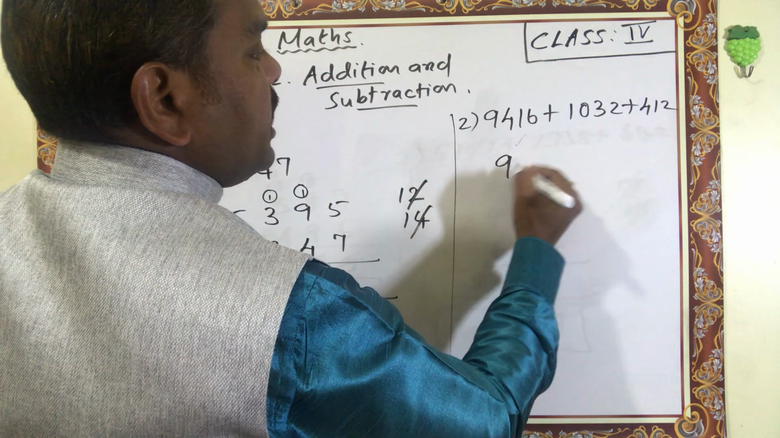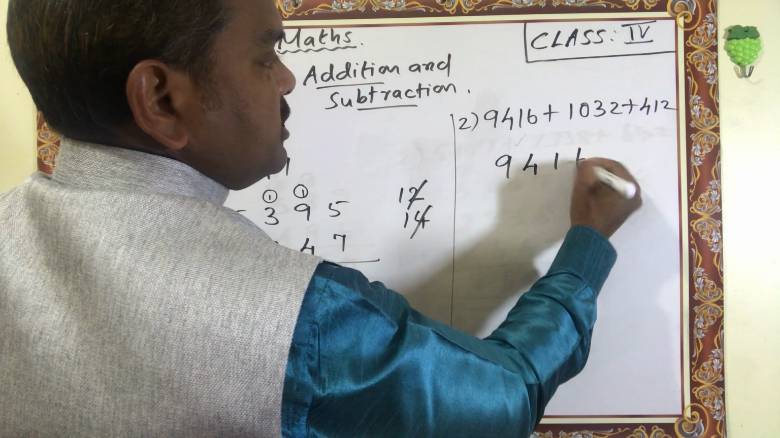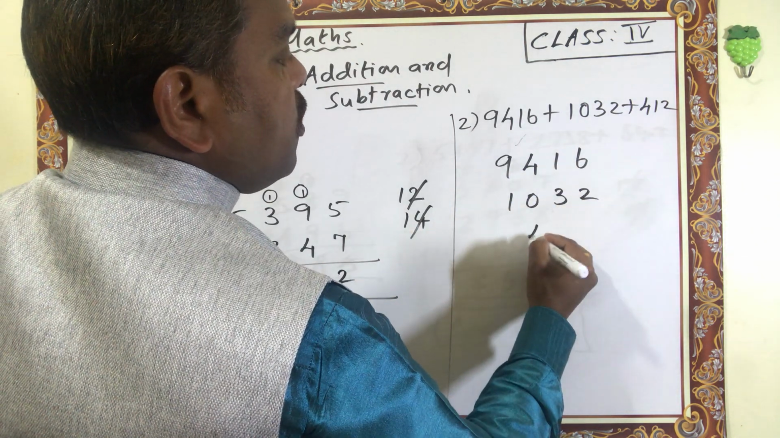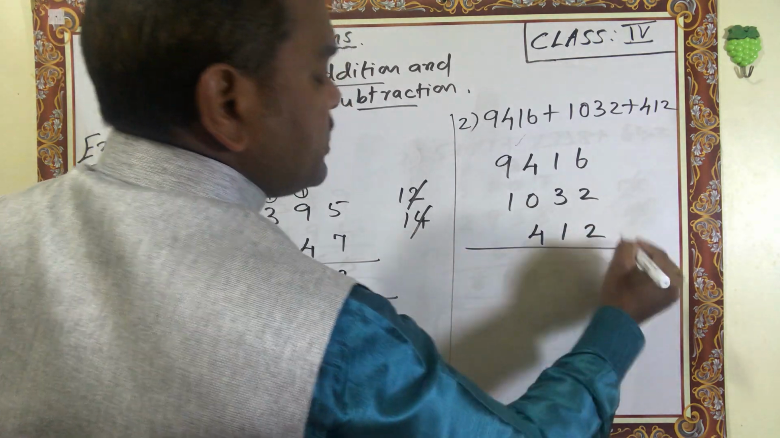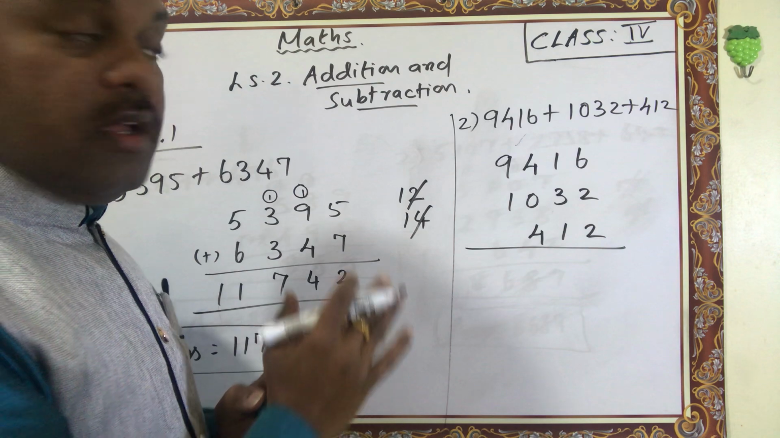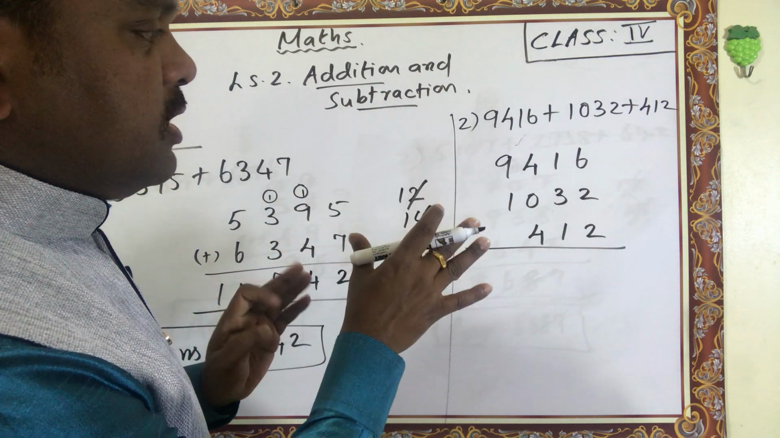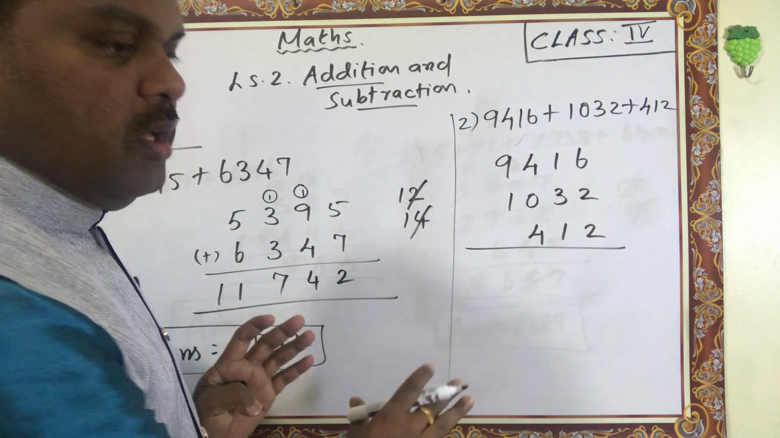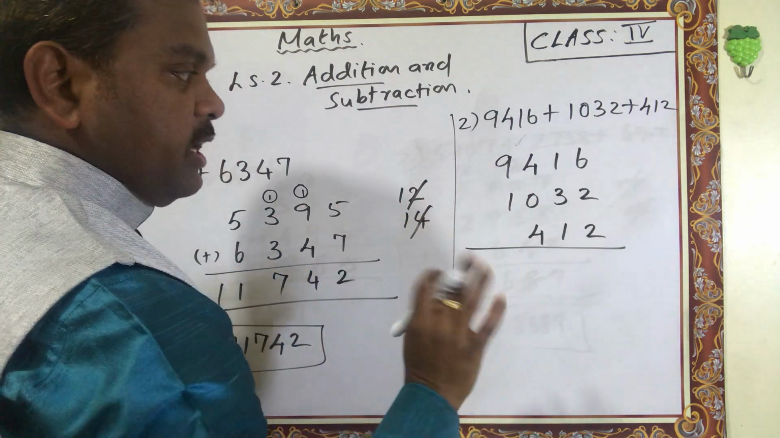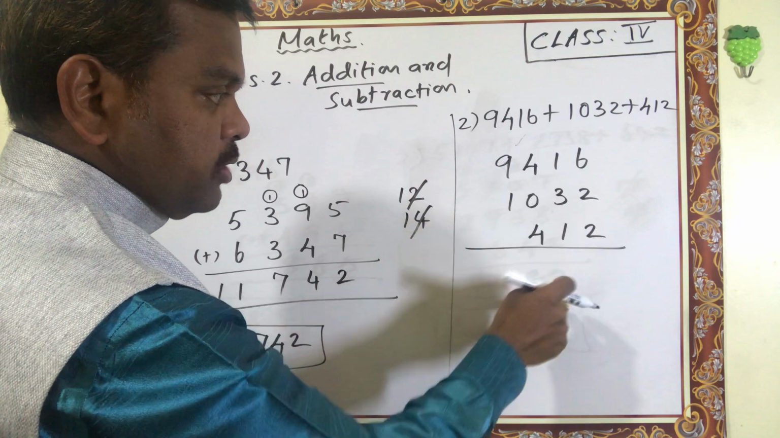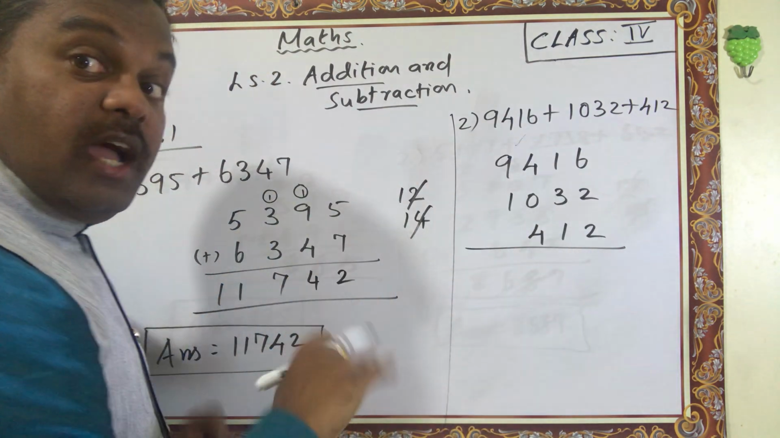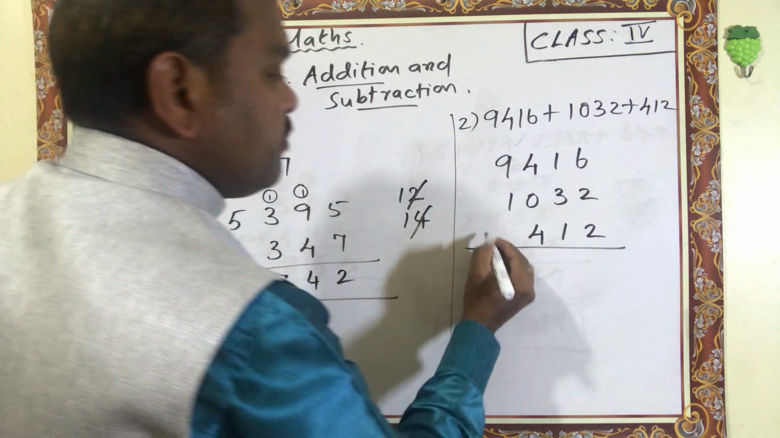Now write 9416, 1032, 412. After writing everything, make sure it is written correctly. Whatever you have written in your book, in your note, check whether it is correct or not. All ones place, okay, correct. All tens place, below that you wrote, correct. All hundreds place, okay, correct. All thousands place, correct. After that you can start adding.